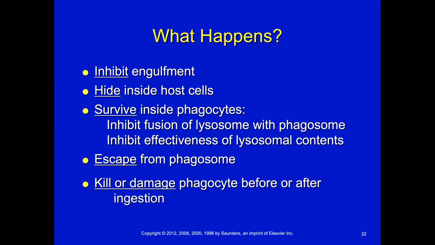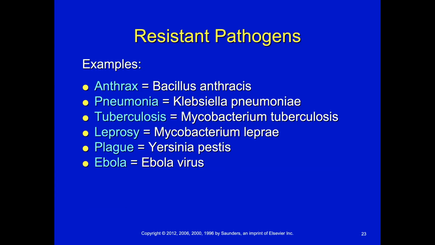Some are able to inhibit the fusion of the lysosome to the phagosome, and others are able to inhibit the effectiveness of the lysosomal contents. So they secrete something that counteracts all of those enzymes and chemicals that would normally harm them. Other pathogens are able to escape from the phagosomes, and some of them just directly kill or damage the phagocyte before or after ingestion.